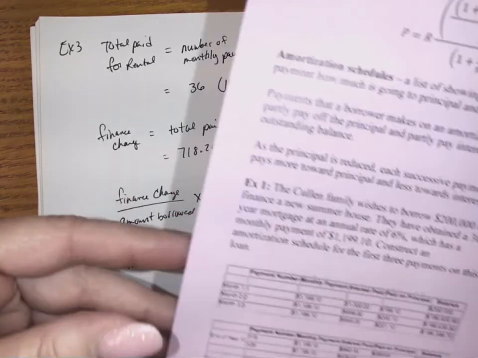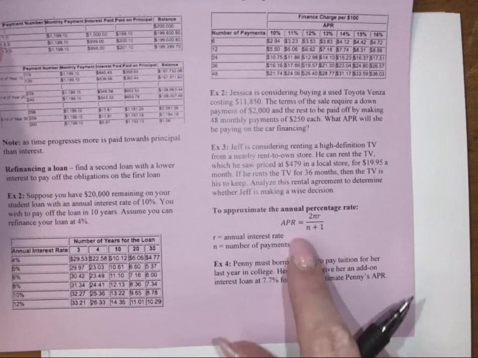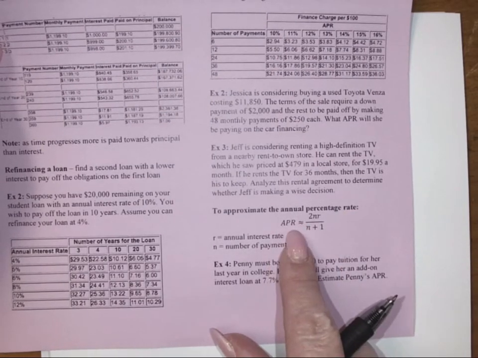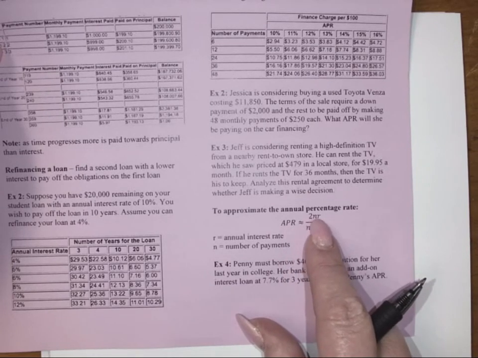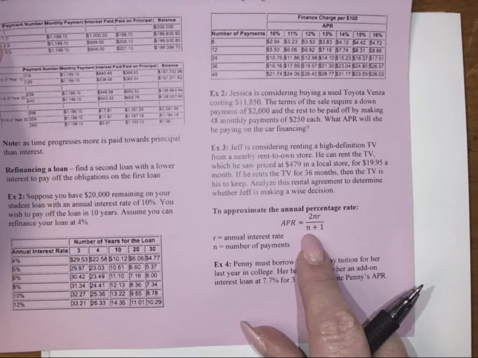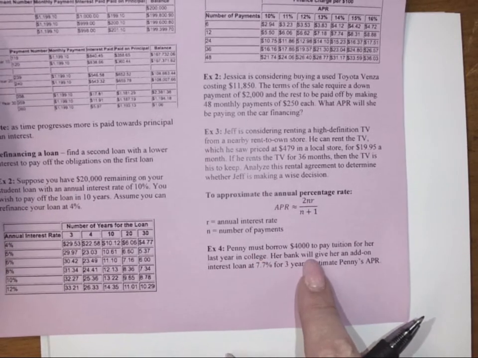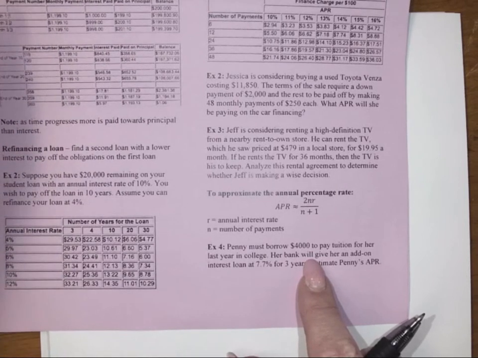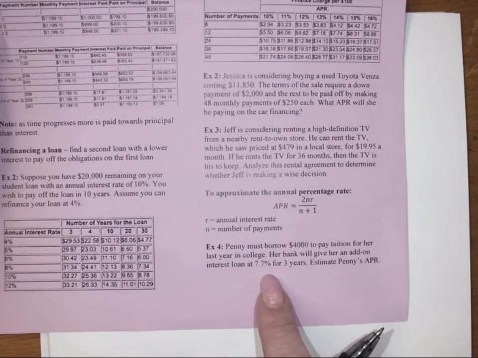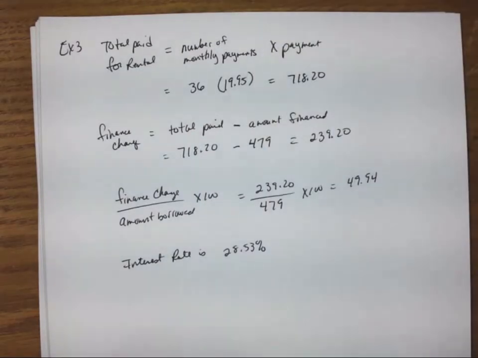All right, to approximate the annual percentage rate, that's what these little tildes mean, is just approximating. The APR is approximately 2 times N times R, so the number of payments times the rate, over the number of payments plus 1. So Penny must borrow $4,000 to pay for her last year in college for her tuition. Her bank will give her an add-on interest loan at 7.7% for 3 years. Estimate Penny's APR.